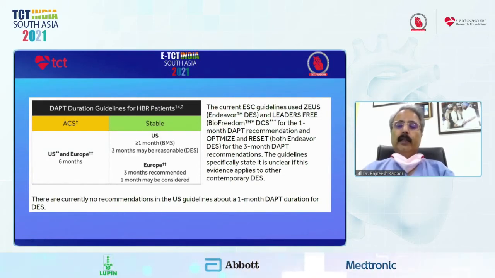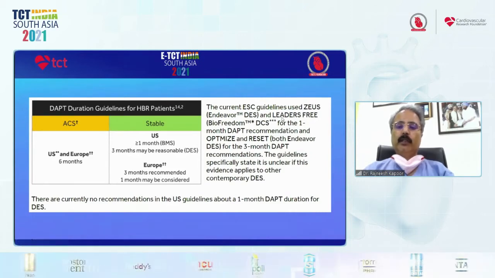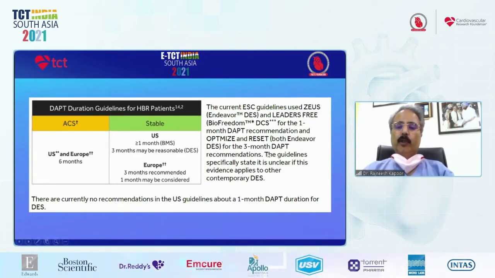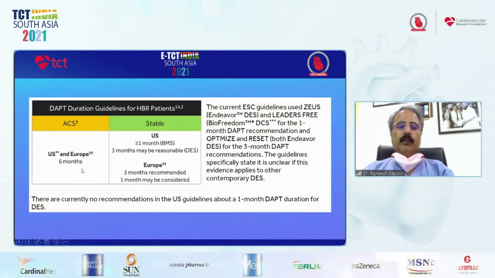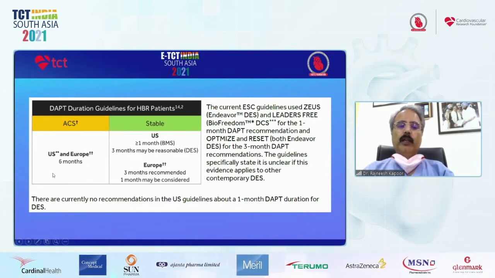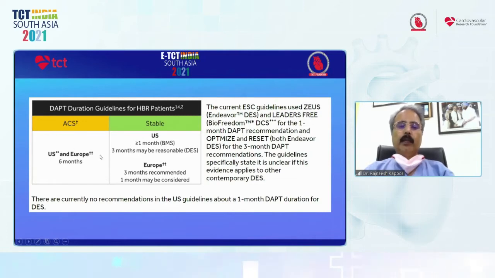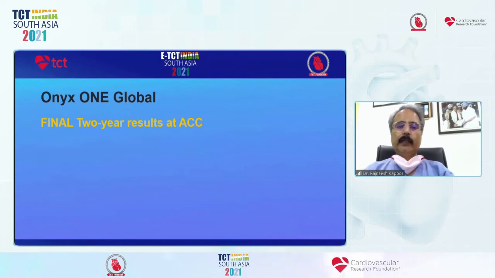So these guidelines are based on various studies, which include the Endeavor drug-eluting stent, Leaders trial, and the OPTIMIZE and RESET studies also. Although the level of evidence towards a decreased usage of dual antiplatelets, even in acute coronary syndrome, exists with trials. But as far as the guidelines exist, these are the guidelines. Now let's see the data.